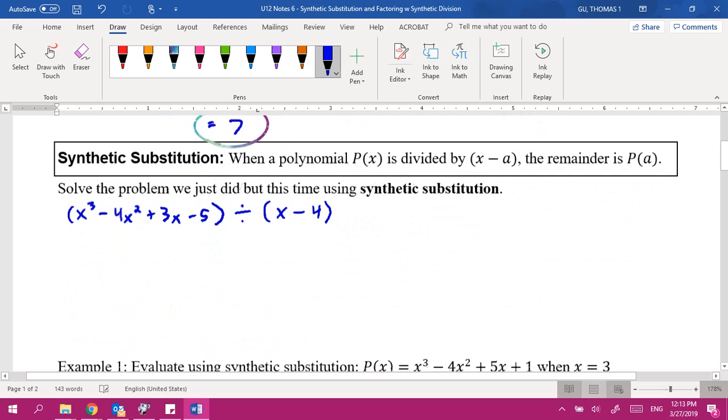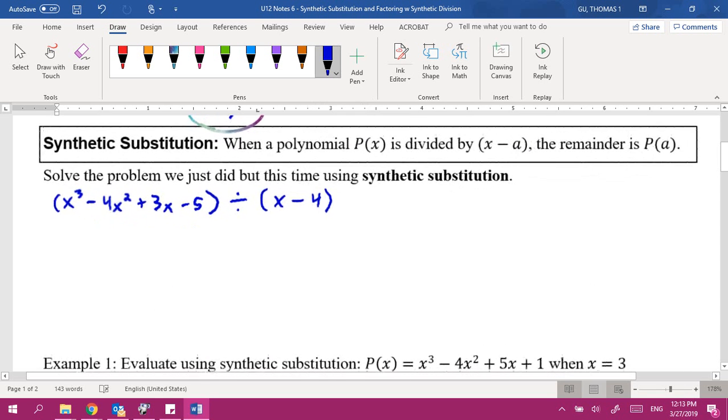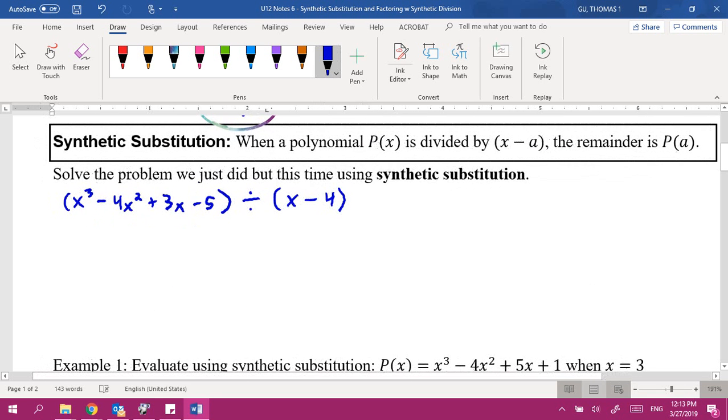All right. Okay, so let's do the synthetic division here. We got the polynomial divided by our binomial. What is the a value here? 4. That's right. A equals 4 because all we do is take the negative 4, switch the sign, right? And that's our a value. So this is a. Now what are my coefficients now when I line it up for synthetic division? 1. Negative 4. 3. And negative 5, that is correct.